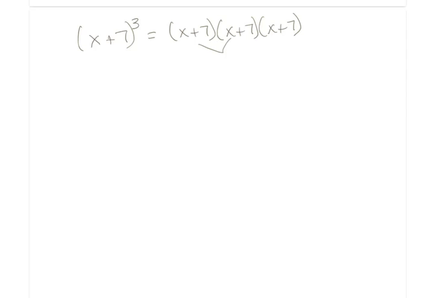If I multiply these together, I'm just going to use my distributive property. I'm going to get what? X squared plus 7x plus 7x plus 49. We good with all those? So then we can simplify that down to what? X squared plus 14x plus 49.